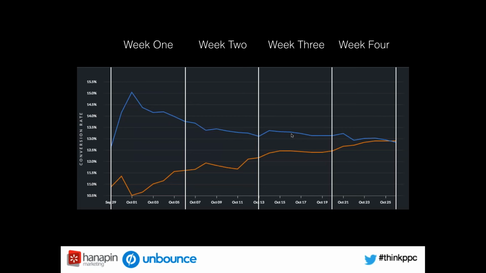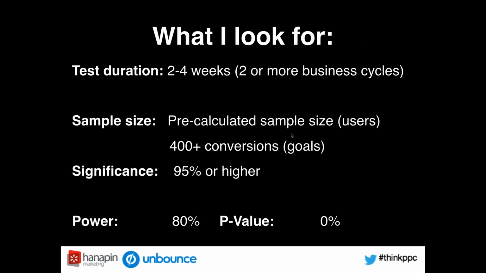And if you call the test in week 1, in this case, that would be a really, really bad decision, because you need to have all this in your consideration. Now, this is what I look for. We're talking about stopping rules, and again, there's a lot of ifs and buts and maybes, but generally this is what I look for when I run tests here at Unbounce.